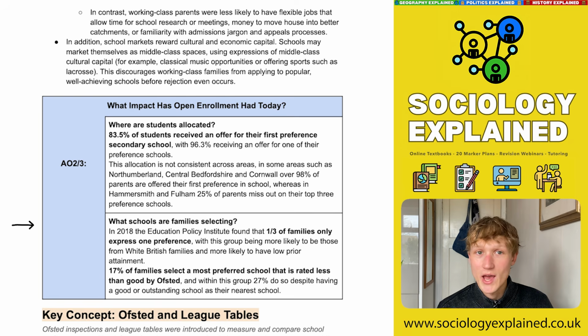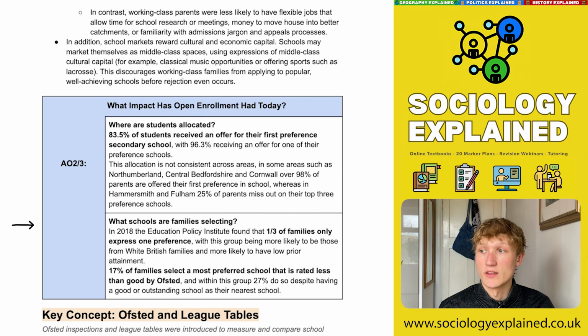So this suggests that they're probably not really weighing up all of their options and making these careful, detailed decisions, but they're just picking one school, perhaps their local school. And this is most likely to be white British families who are likely already to have low levels of attainment. And 17% of families select a school to be their first choice school that has a less than good Ofsted rating. So that suggests that even though they're choosing, they're not in the same way making the most of the data that's available, Ofsted and league tables, etc.